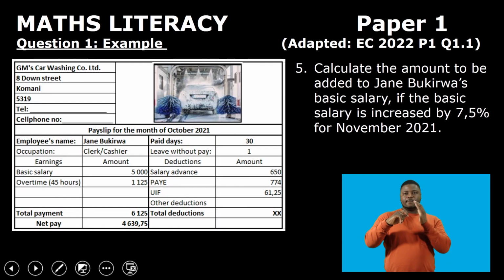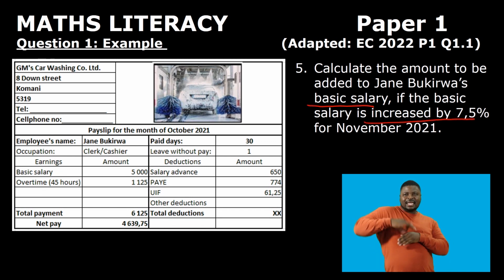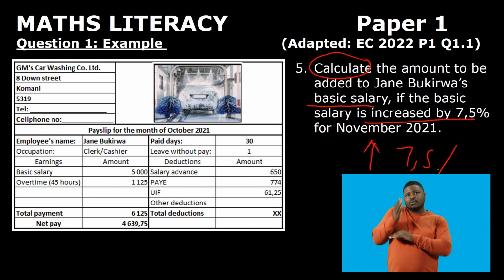Number 5, calculate the amount to be added to her basic salary if the basic salary is increased by 7.5%. So calculate means show some steps, and remember we are increasing by 7.5%. So therefore you will be multiplying.